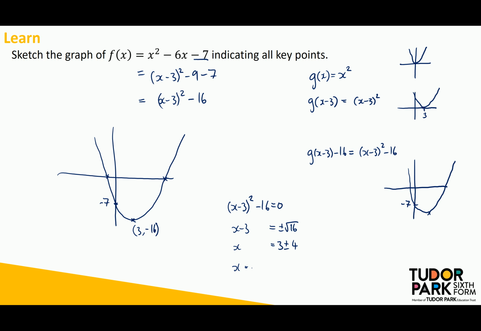So x comes up with two different values. One of those is negative 1, the other of those is 7. So I can then just pop those points on at negative 1 and 7. And yes, you can also see that in this case we could have done it by factorization, but I simply show the two different methods on these functions.